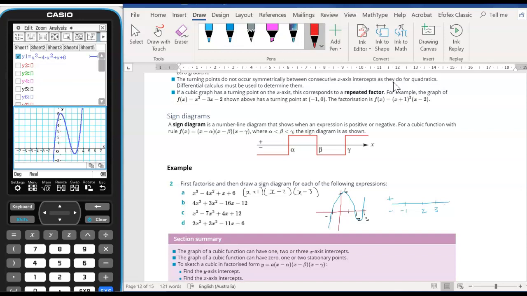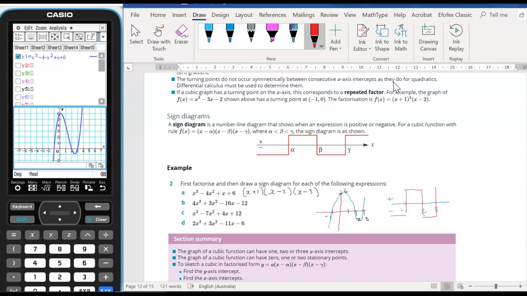So we're below the x-axis at -1, so I'm going to have below the x-axis. Then between -1 and 2, we're above the x-axis. And between 2 and 3, we're back below the x-axis. So I'm just going to put those lines in. And then we go back up when we're past 3. Okay, so that's what you would do with your sine diagram.